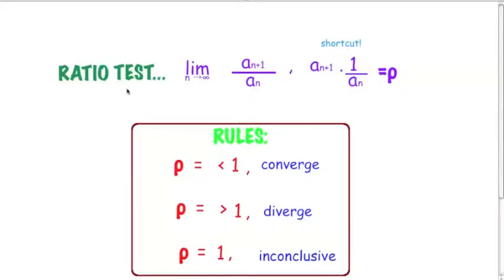In ratio tests, we use the limit as n goes to infinity of a(n+1) over a(n), and to make it short, we just multiply by 1 over a(n), and we'll get the answer as p. So if the answer is less than 1, it is converged. If it is more than 1, it is diverged. If it is equal to 1, it is inconclusive.